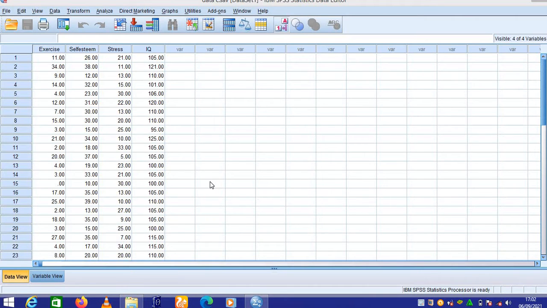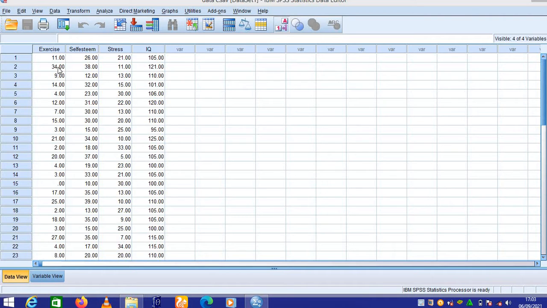Today I would like us to talk about correlation. So we use correlation in SPSS to test for association or relationship between two or more variables that are in continuous form. Like now we have exercise, self-esteem, stress, and IQ levels here. Looking at them, they are in continuous form in the sense that they consist of numbers.